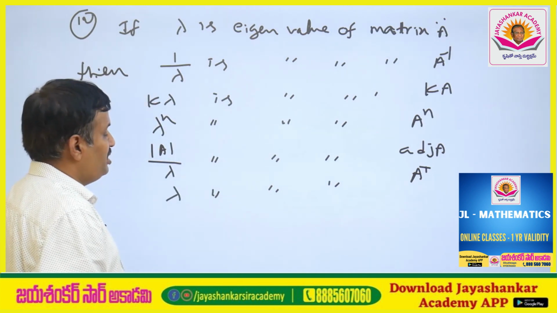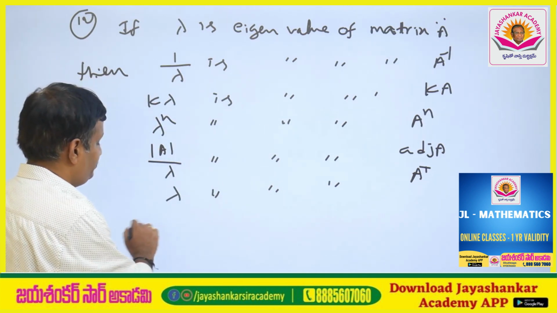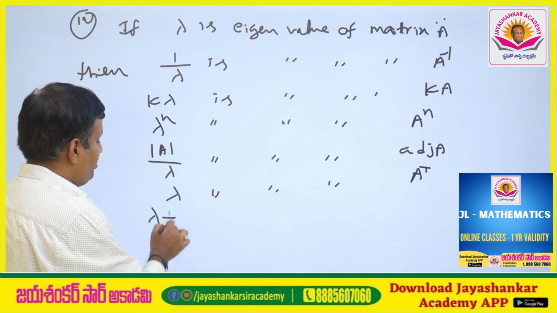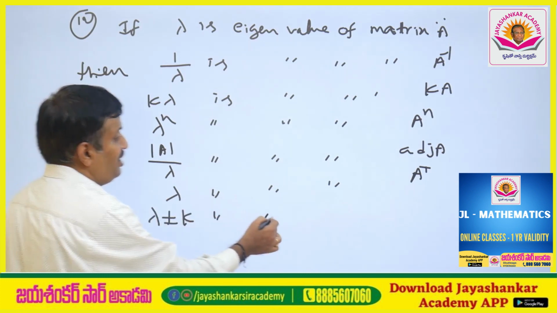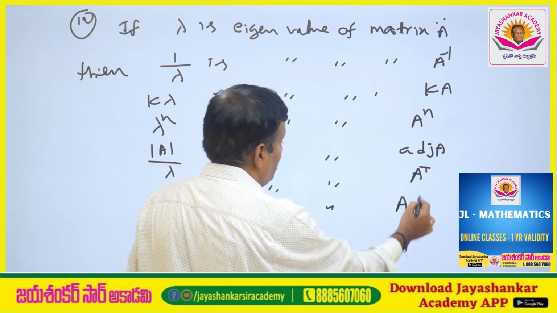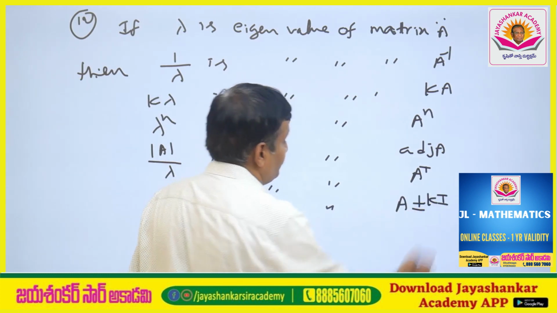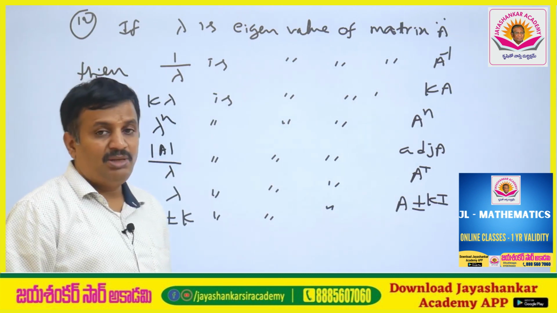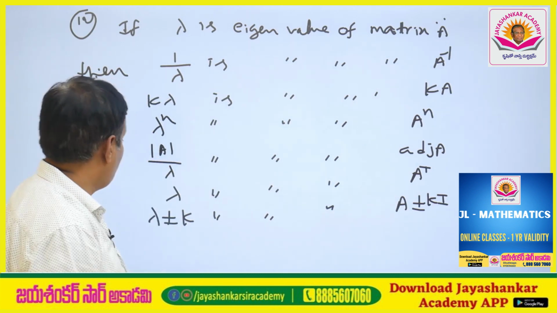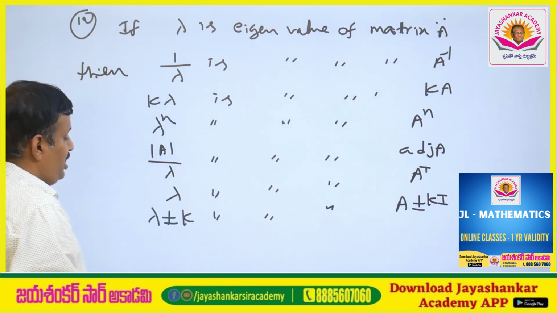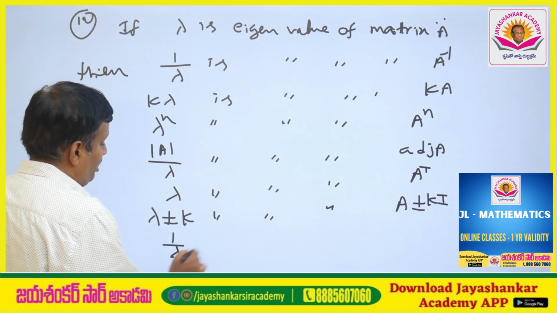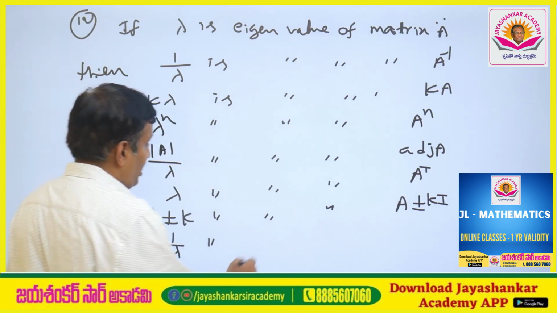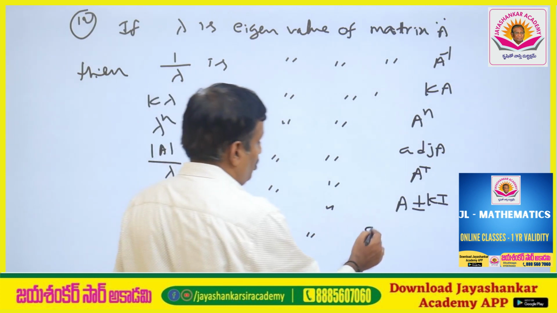So all these properties are very, very important. Lambda plus or minus K is an eigenvalue of A plus or minus KI. So for A plus or minus K, what are the eigenvalues here? Lambda plus or minus K. And 1 by lambda is an eigenvalue of an orthogonal matrix.